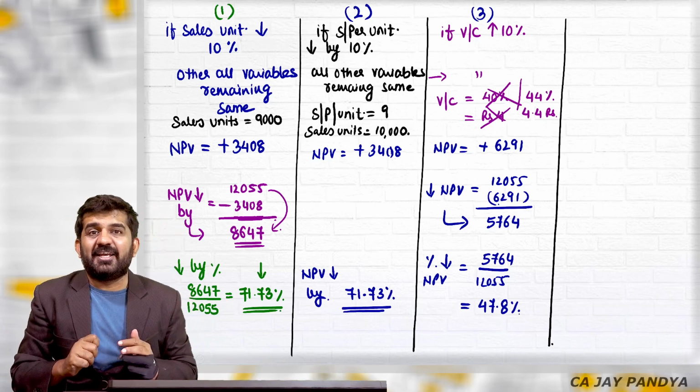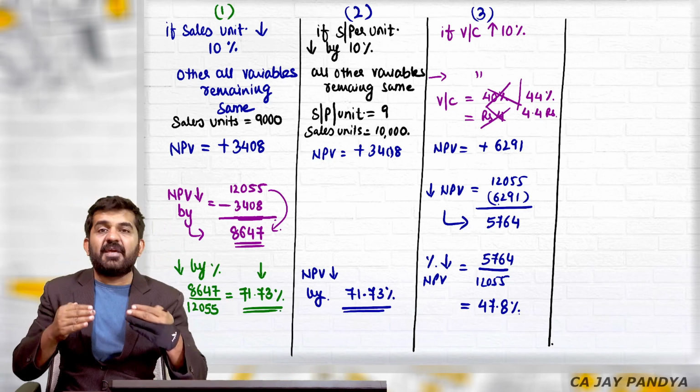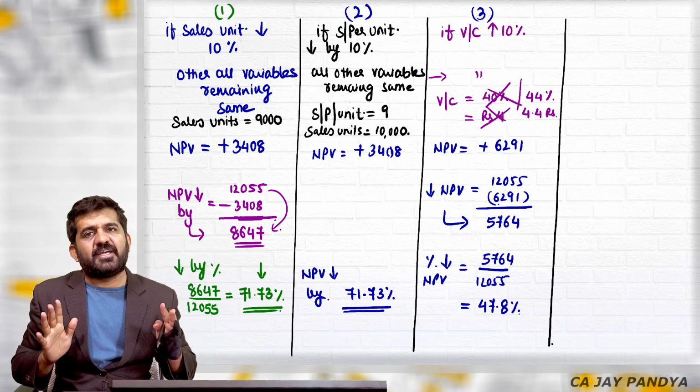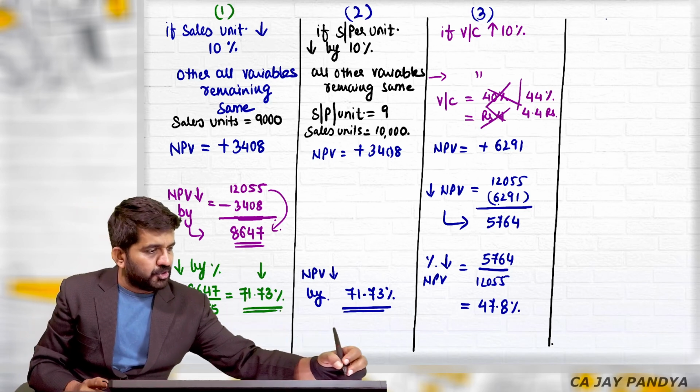If my variable cost increases by 10%, then my NPV will decrease by 47.8%. I am taking the fourth situation.